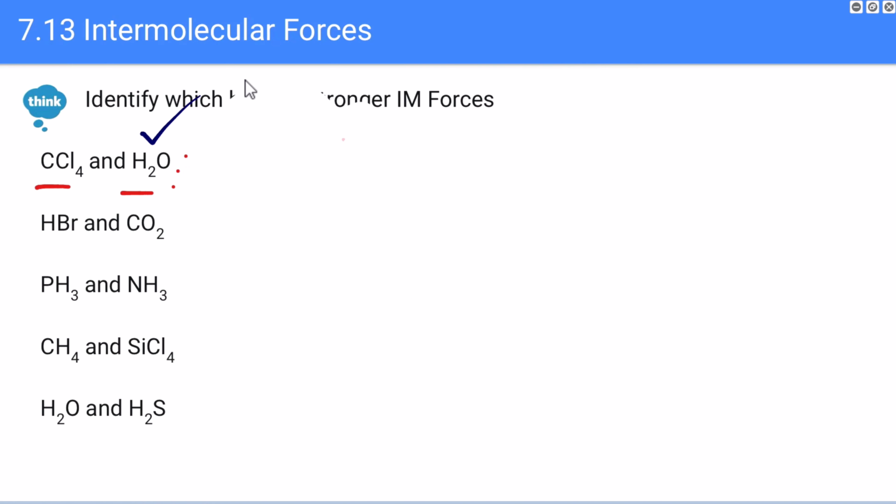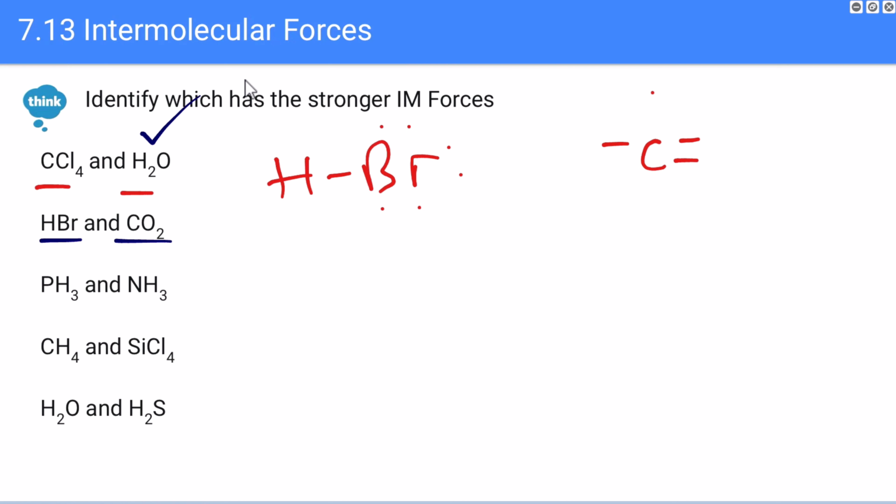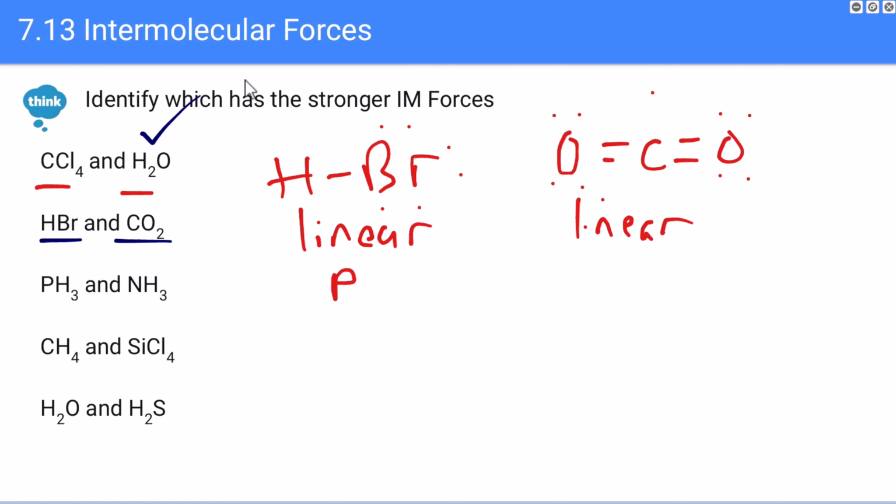Fancy erasing here. Those little individual dots have got to go away. So we're going to do HBr and CO2. So HBr's Lewis structure is going to look like this. And CO2. And again, the more of these you do, the better, especially if you're going into chemistry long term, because these are kind of committed to my memory, but regardless. Both of these are going to be linear.